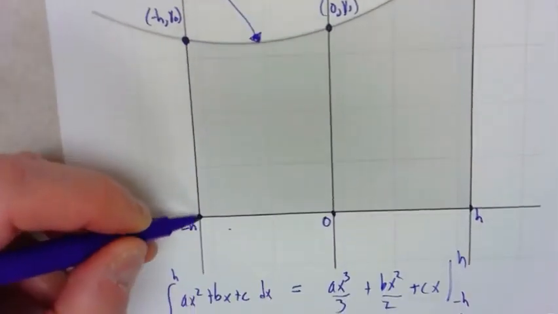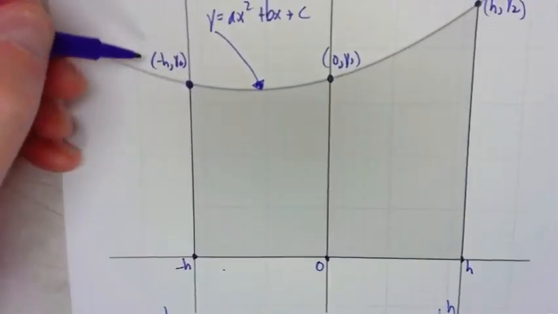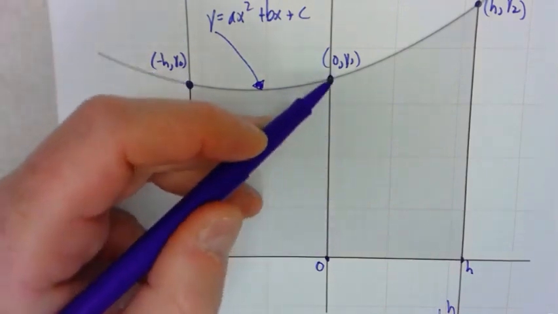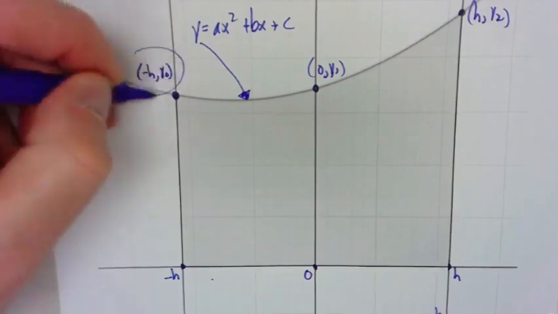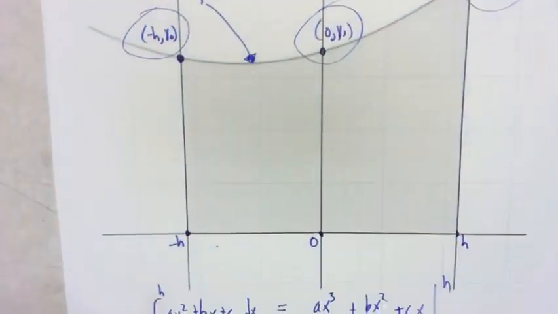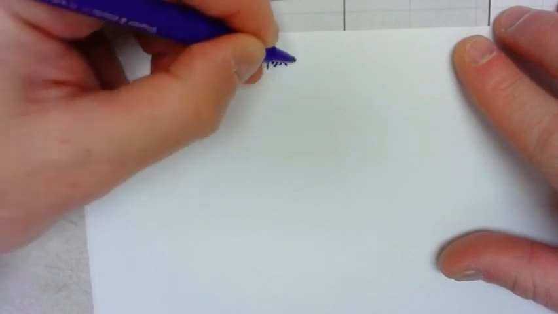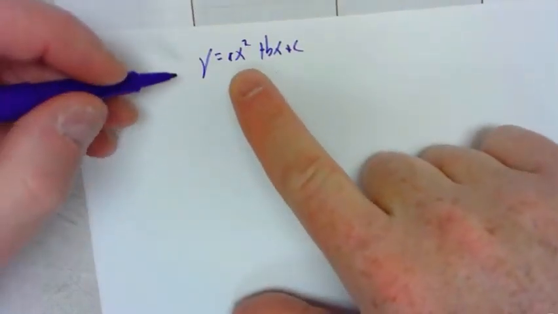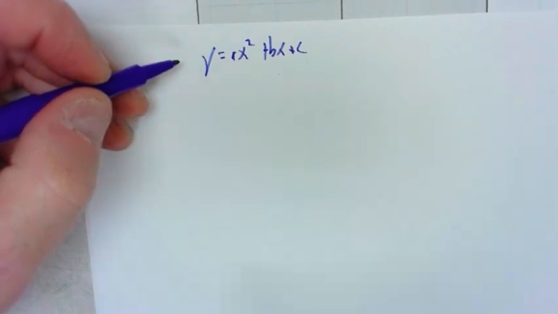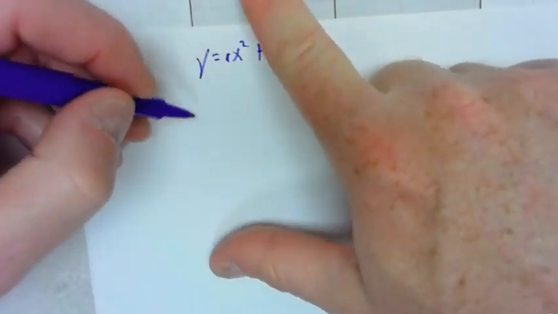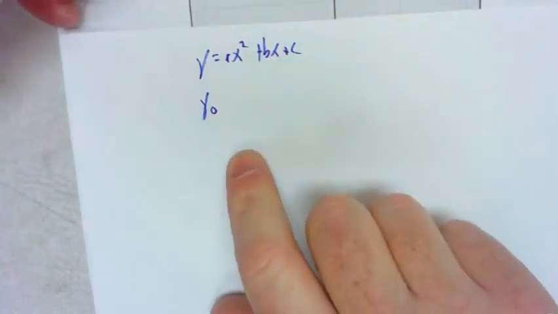if this is the x value negative h, well, this has some y value. If this is 0, we know this has some y value. So we could find these 3 ordered pairs, but actually these 3 ordered pairs have to match the equation. They have to work in this equation, right? Well, so if we plug in negative h, we should get this y value.